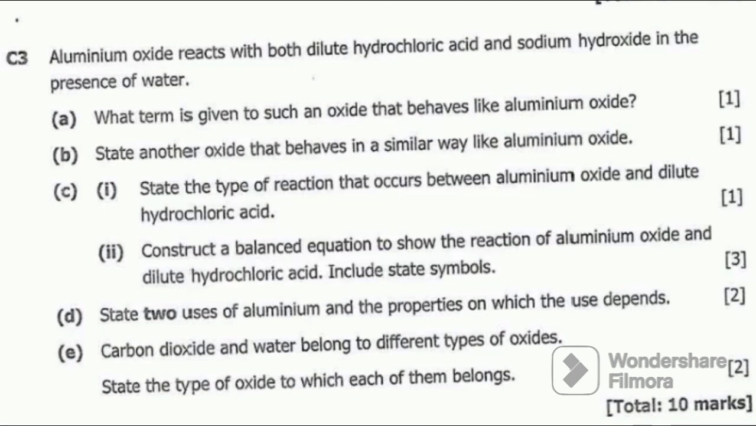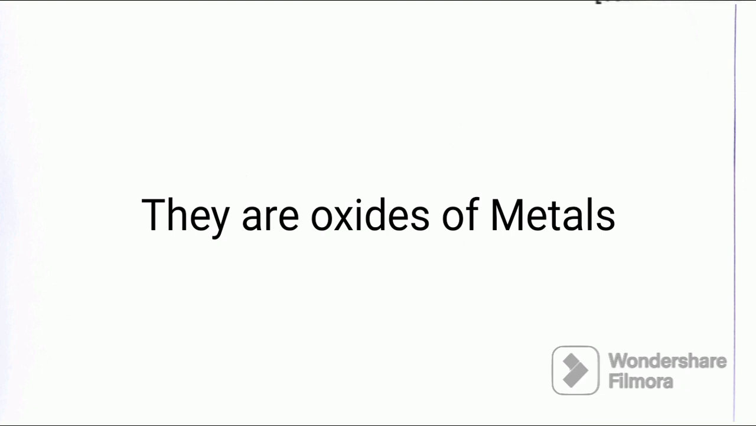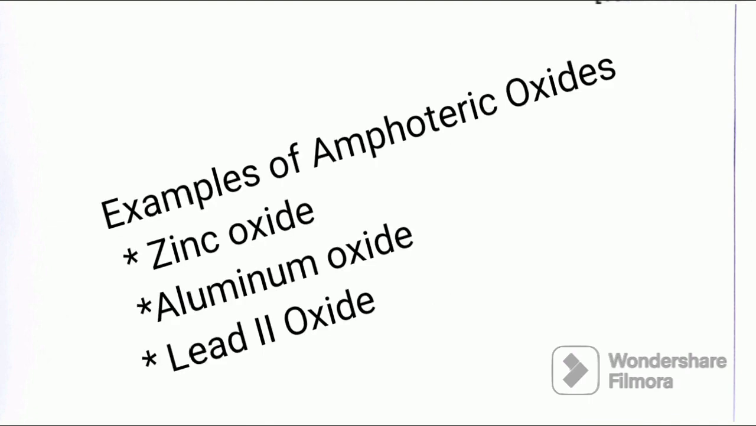We also have amphoteric oxides. Amphoteric oxides are oxides of metals, just like basic oxides. We have examples like zinc oxide, which is an amphoteric oxide. Aluminium oxide is an amphoteric oxide. Lead 2 oxide is also an amphoteric oxide.